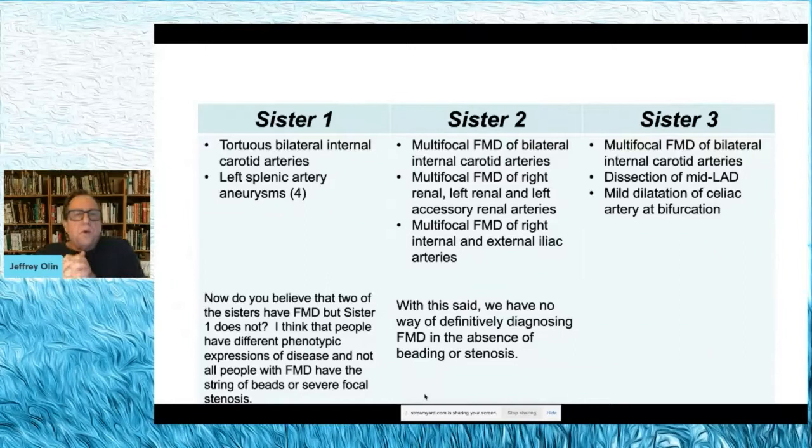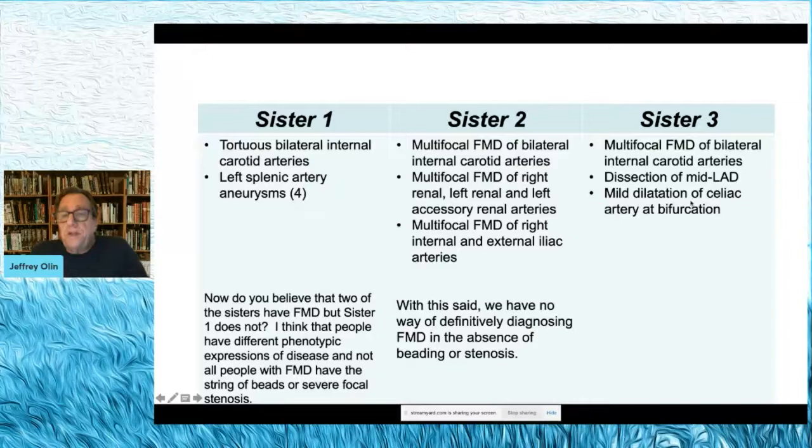Now, what about this FMD-like syndrome? Here are three sisters. Now, I saw sister one first. Sister one had tortuous or curvy internal carotid arteries and had an aneurysm of the artery to the spleen. Sister two had the typical string of beads in the arteries in her neck, in the arteries to her kidney, and in the arteries to her legs. And sister three had string of beads of the arteries to her neck, a spontaneous coronary artery dissection, SCAD, of the mid left anterior descending coronary artery, and ectasia of the celiac artery, which supplies the liver and spleen.